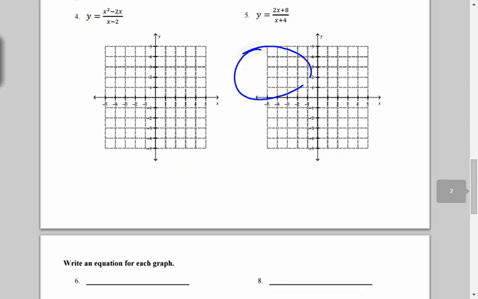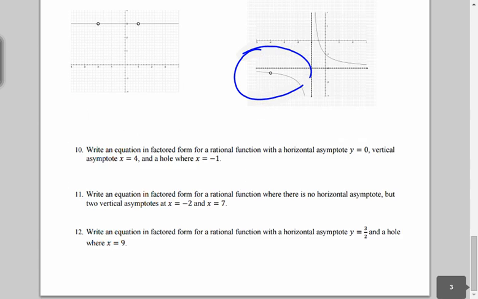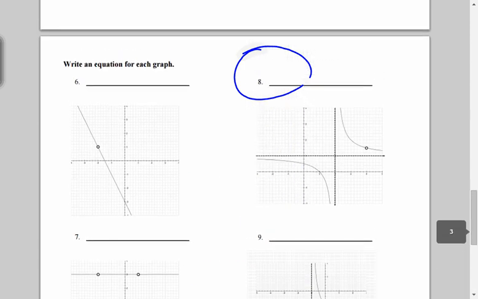All right, scrolling down, there's one more type of problem in here that we need to talk about, and that's where they give you the graph, and then you have to say what was the equation for it.